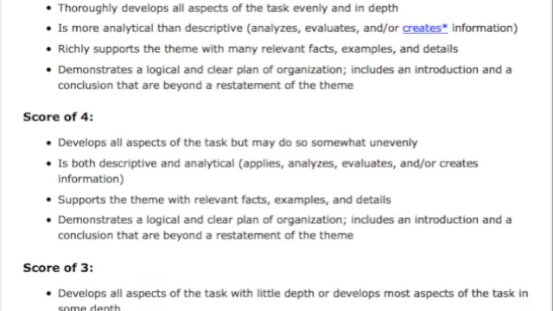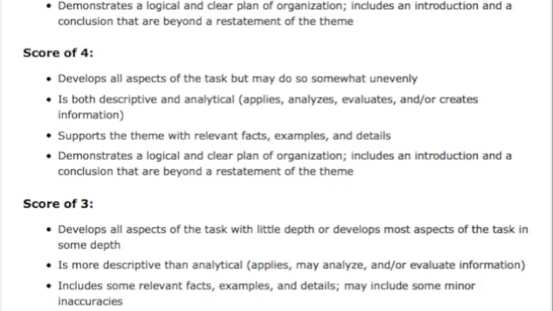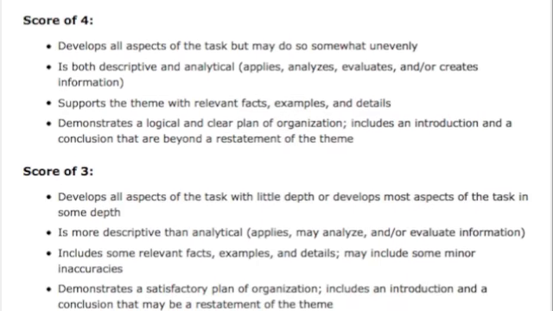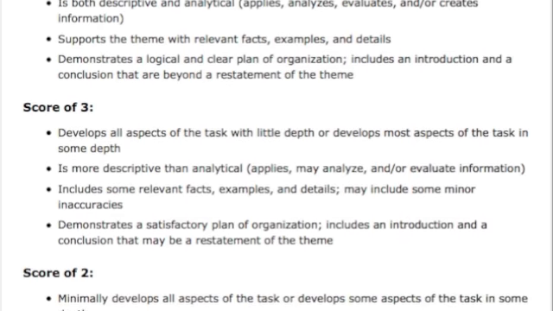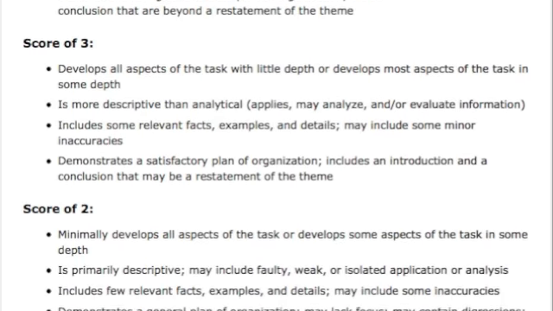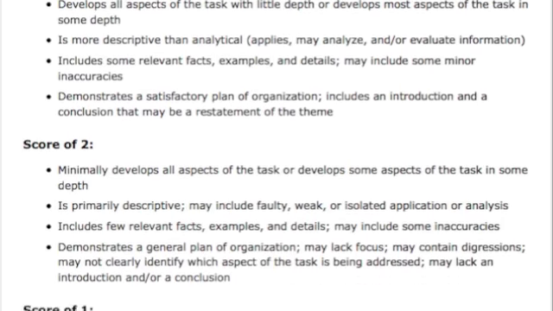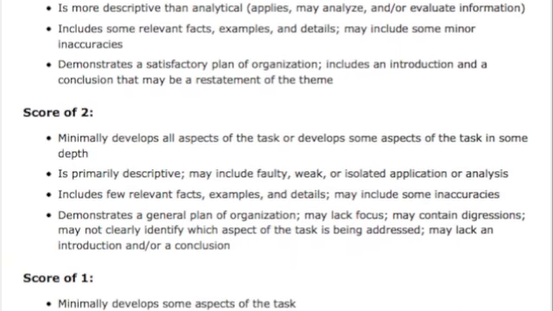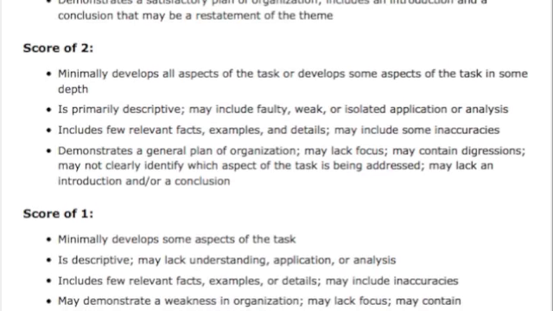Next, make sure to include as many relevant facts, examples, and specific details as possible, trying hard to avoid general statements and vague sentences. Finally, make sure the organization of your essay is set up so that it includes an introduction, a body, and a solid conclusion that's more than just a simple restatement of your theme.